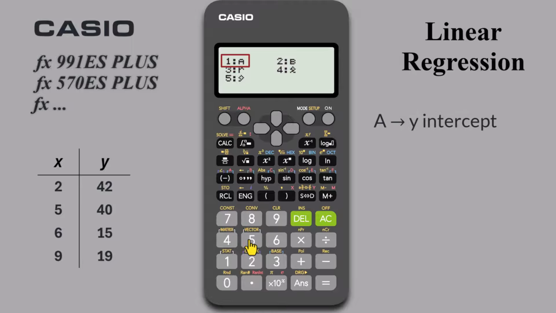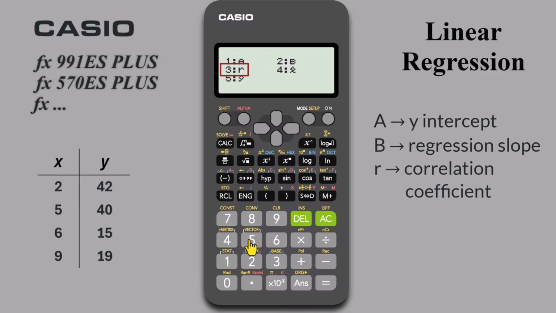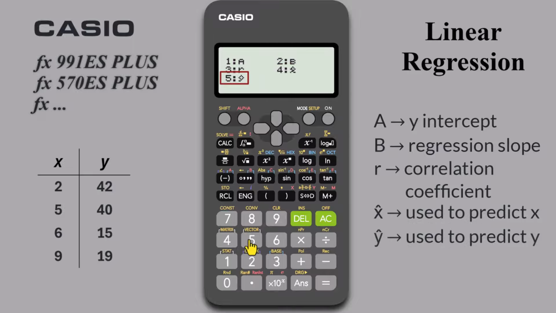A here is the y-intercept. B is the regression slope. R is the correlation coefficient. X hat is used to predict the value of x given y, and y hat is used to predict the value of y given x.